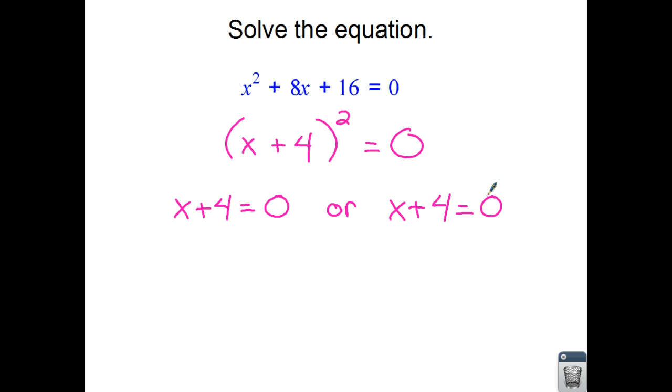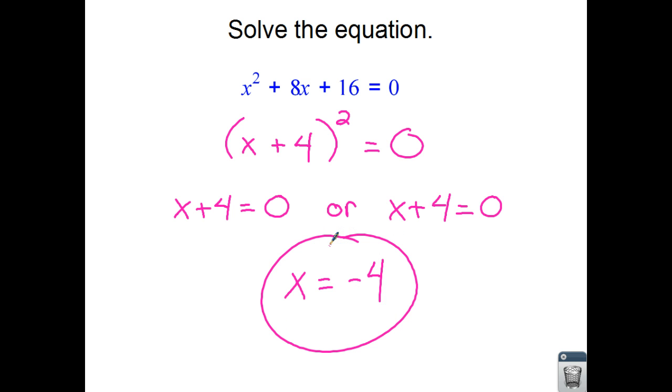Now that's just kind of silly to write it out twice. If x plus 4 is equal to 0, we only need one of them. What would x have to be to satisfy both of those equations? Okay, that would have to be negative 4, because negative 4 plus 4 is equal to 0. Okay, final answer. You only need one of them.